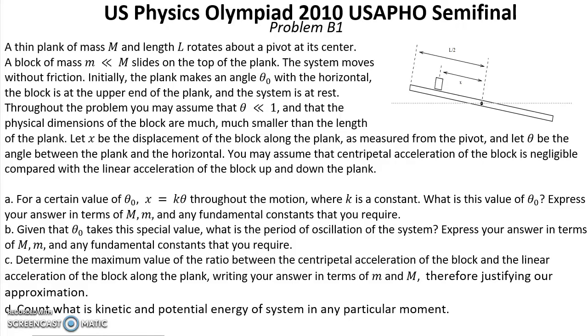Let x be the displacement of the block along the plank, as measured from the pivot, and let θ be the angle between the plank and the horizontal. You may assume that the centripetal acceleration of the block is negligible compared with the linear acceleration of the block up and down the plank.